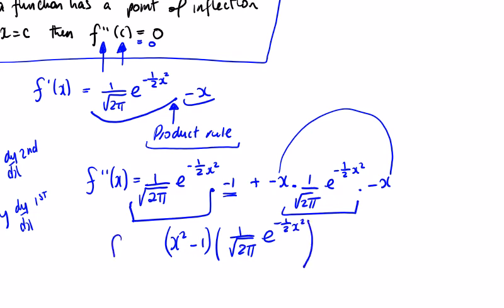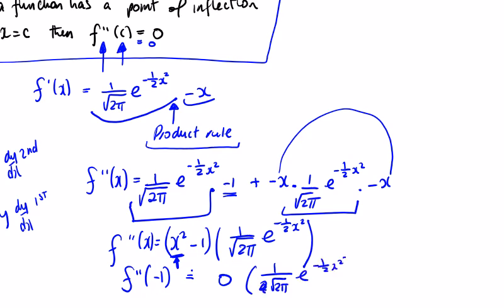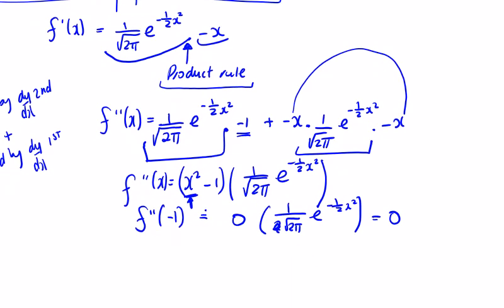Now, so that's the second derivative, or f prime prime, whatever way you say it. So if we put minus 1 in, you can see what's going to happen here. F prime prime of minus 1 is going to give me minus 1 squared, which is 1, take away 1, which is 0, times the function itself, which is going to give me an answer of 0. Therefore, point of inflection at B.